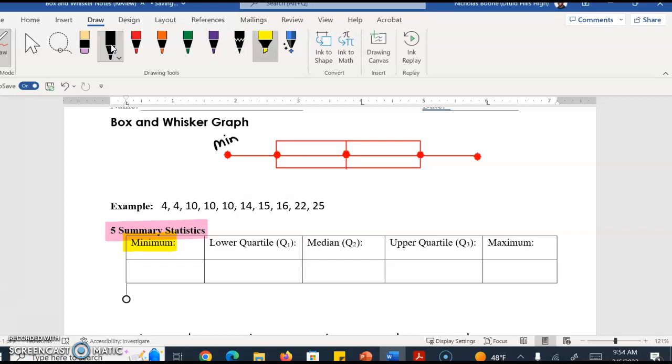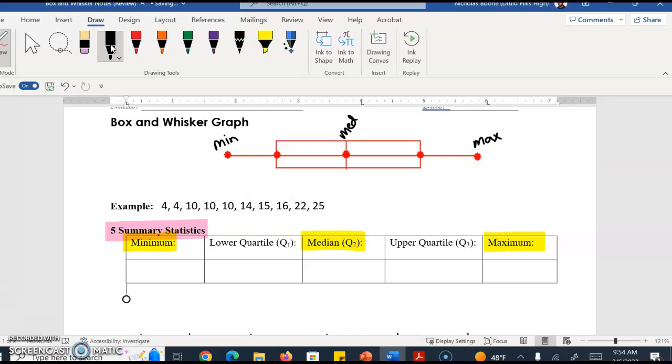The next important thing you want to represent is the maximum, so the highest amount. That is represented by the very last point on a box and whisker plot. The next one that we want to talk about is the median. So this is the one that you've heard before, the number that is in the middle when you put all the numbers in order from least to greatest. So we represent the median by drawing that line inside the box.